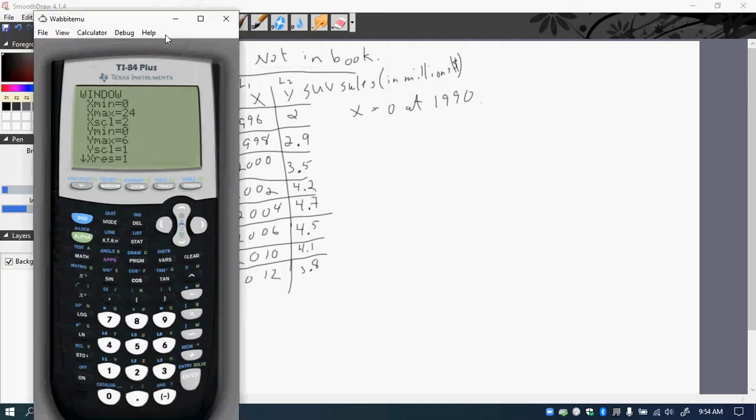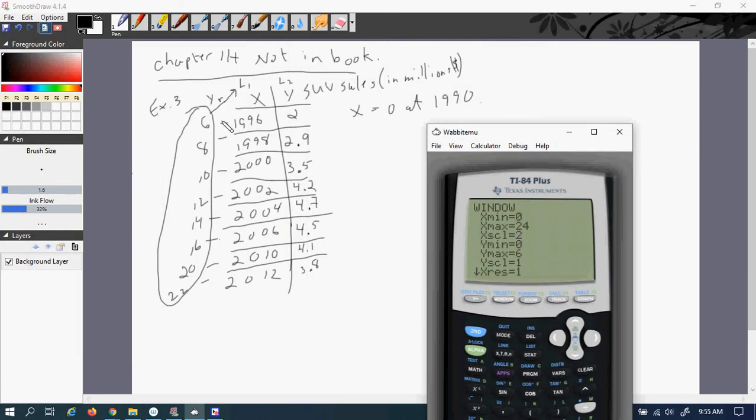Smallest would be at 0, and then the largest would be at 22. So I just made it 24 and I counted by 2's. The same thing goes for the y values. I went from 0 all the way up to 6 because it was 4. You could do 5 if you wanted to, it's up to you, but that way we can see all the data. Now if you don't see any data at all, it's probably because you don't have your stat plot on. So go to second y equals, which is the stat plot, and make sure this is on. That has to be on in order for you to see the data.